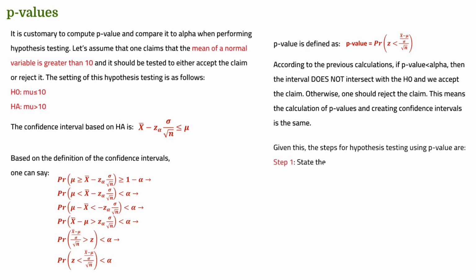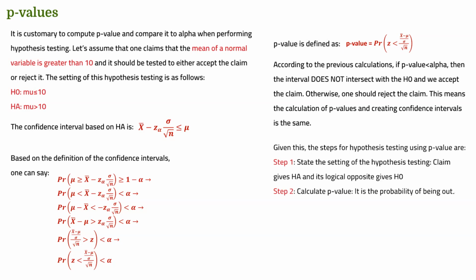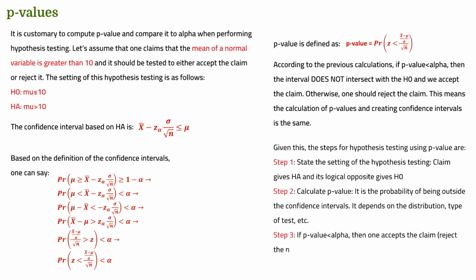Given this, the steps of hypothesis testing using p-value are: step 1, state the setting of hypothesis. The claim gives HA and its logical opposite H0. Calculate the p-value. It is the probability of being outside the confidence interval. It depends on the distribution, type of test, etc. If the p-value is less than alpha, one should accept the claim. Otherwise, reject the claim. And of course, accepting the claim means rejecting the null hypothesis, and rejecting the claim means failing to reject the null hypothesis.